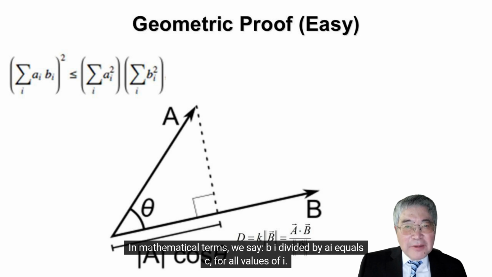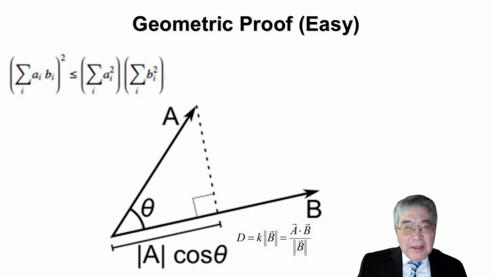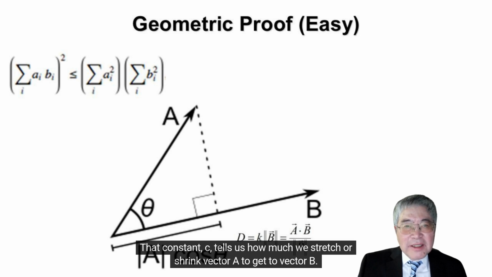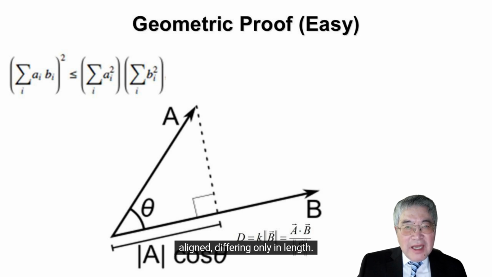In mathematical terms, we say b_i divided by a_i equals c for all values of i. This means each component of B is a constant multiple of the corresponding component of A. That constant c tells us how much we stretch or shrink vector A to get to vector B. When that relationship holds for every component, the two vectors are not only aligned, they are perfectly aligned, differing only in length. This concept is extremely useful in signal processing.